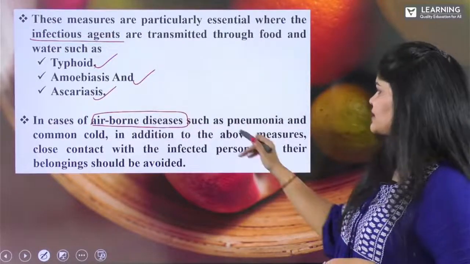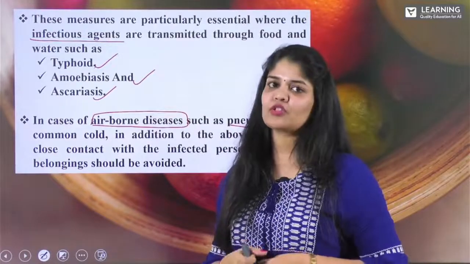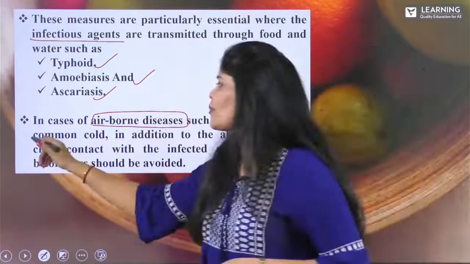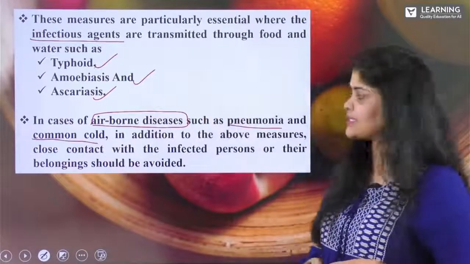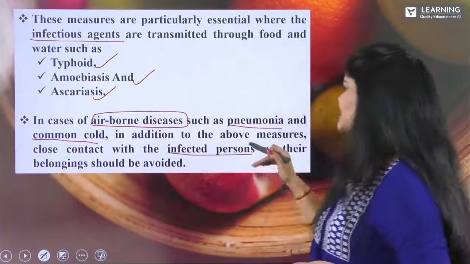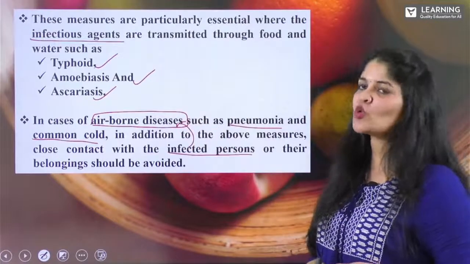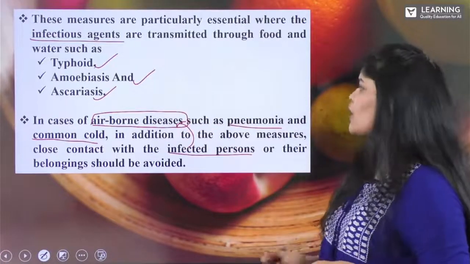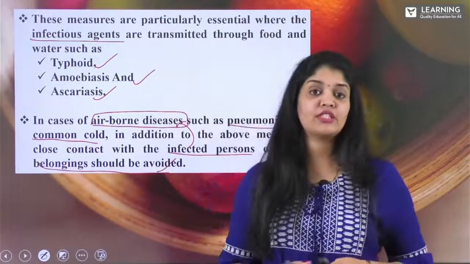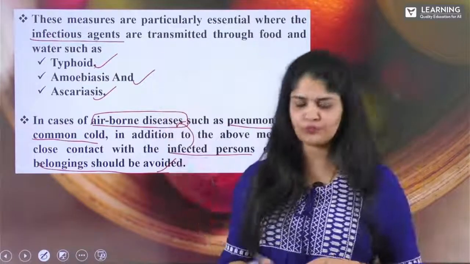In case of airborne diseases like pneumonia, which is caused by Streptococcus pneumoniae, and common flu, which is caused by rhinoviruses, in addition to the above measures, as it is an airborne disease, we have to avoid close contact with the infected person, and their belongings should be avoided, as these are infections which are caused by the air, and these are waterborne and foodborne.